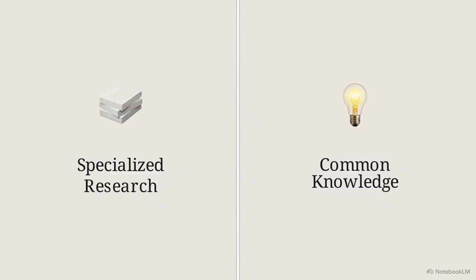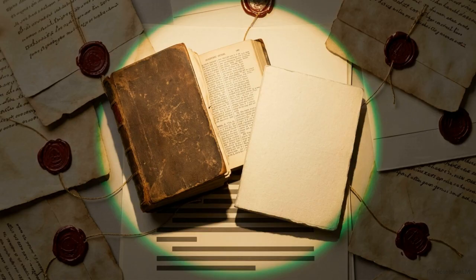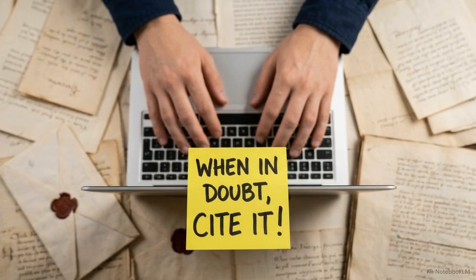But the line between specialized research and common knowledge can get blurry. The golden rule of academic referencing solves this entirely. If you are ever unsure whether a fact requires a citation, include a reference anyway to be safe.